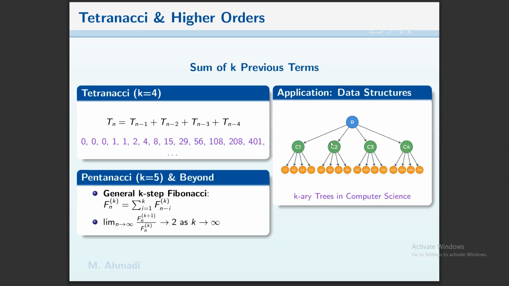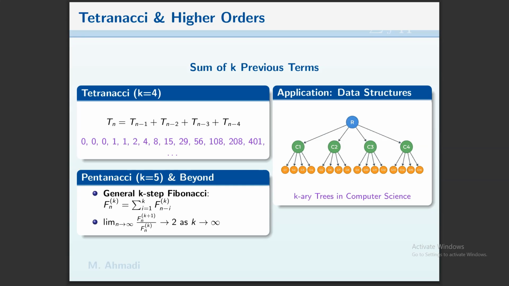And also the third one is Tetranacci and higher order, the sum of k previous terms. For k equals 4, Tn equals Tn minus 1 plus Tn minus 2 plus Tn minus 3 plus Tn minus 4. And the generated sequence is 0, 0, 0, 1, 1, 2, 4, 8, 15, 29, 56, 108, 208, 401, and so on.